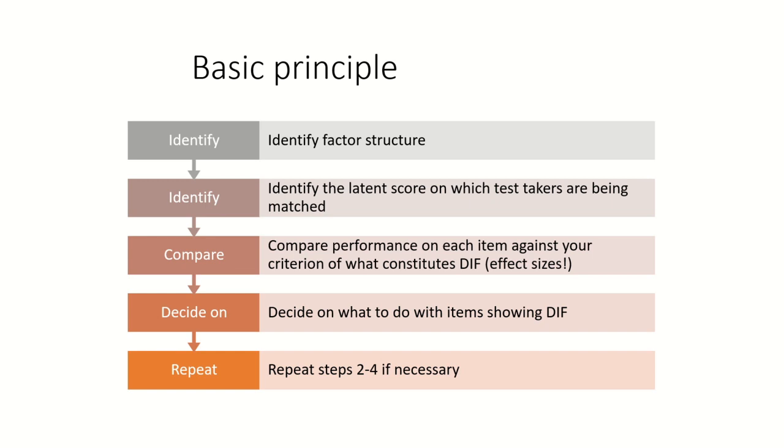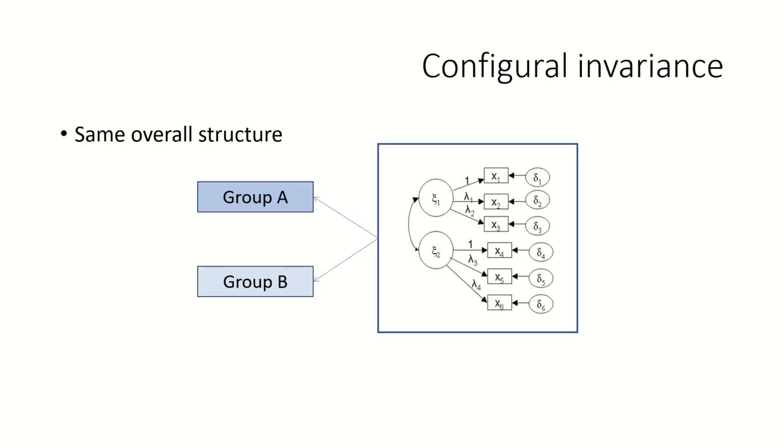In CFA though, we kind of do the same thing, we just do it a little bit differently. Let's go through these steps. How do we actually run a differential item functioning test in multi-group CFA? What we first test is whether our items load onto the latent variables. So if we have two different groups, we set up our model and we test whether there's the same overall structure, which of course is configural invariance, or if we use the Fontaine approach, structural equivalence.